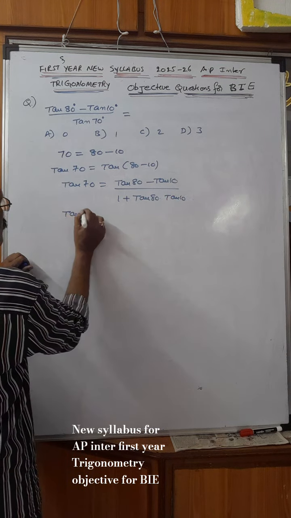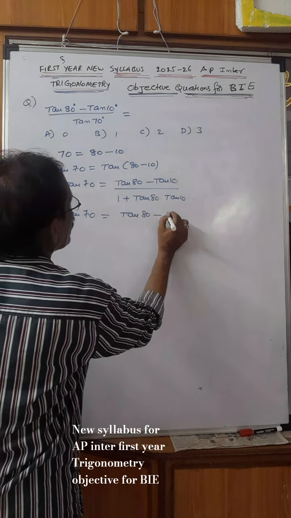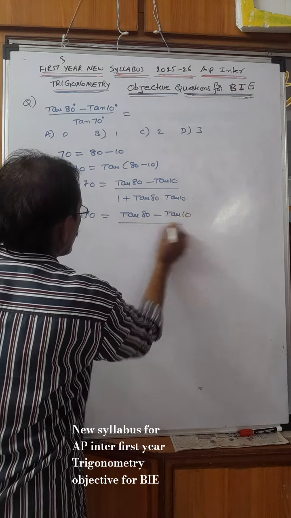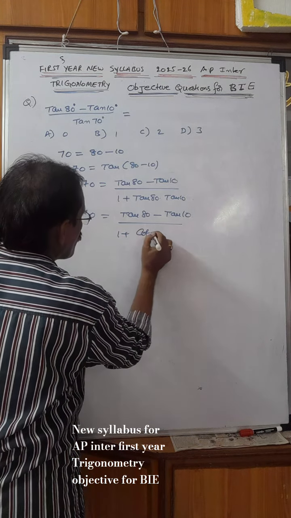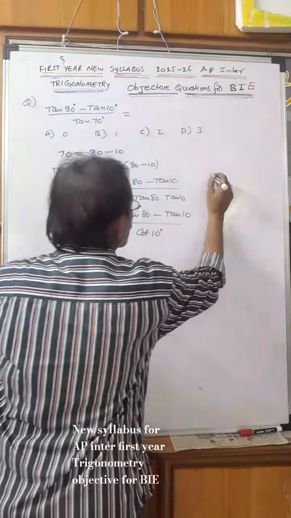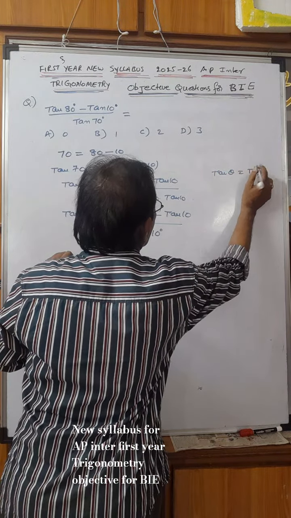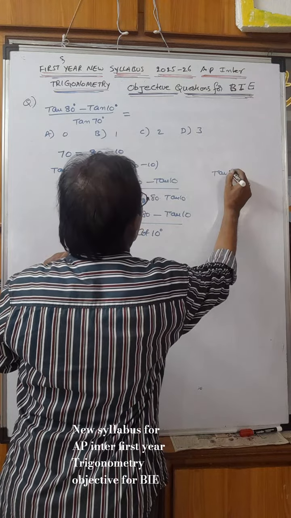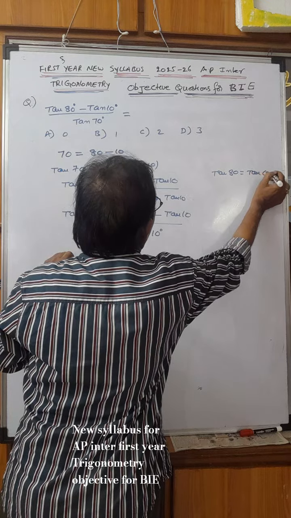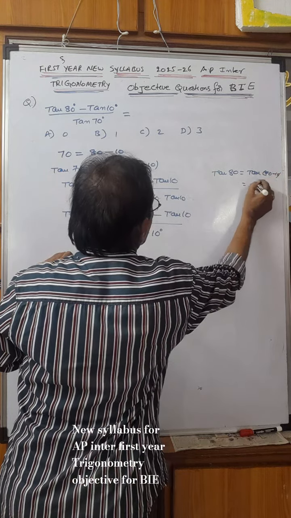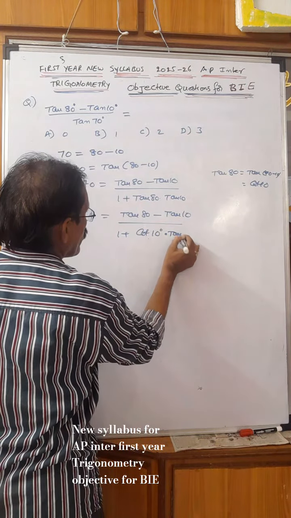So tan of 70 is equal to (tan 80 minus tan 10) by (1 plus tan 80), where tan 80 is nothing but cot 10 degrees, because tan 80 is equal to tan of (90 minus 10), that is cot 10. So it is cot 10 into tan 10.